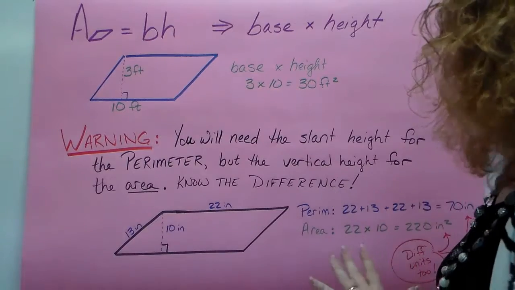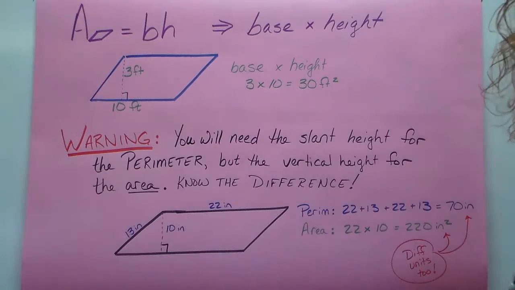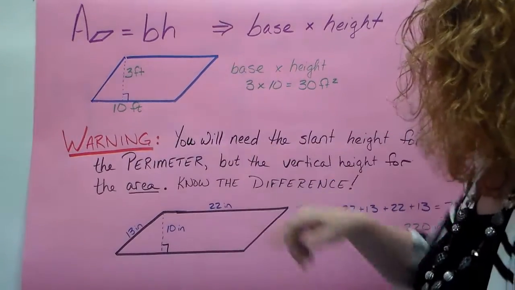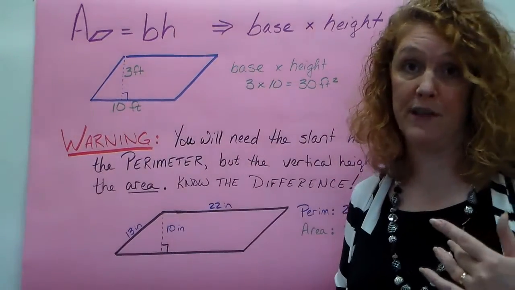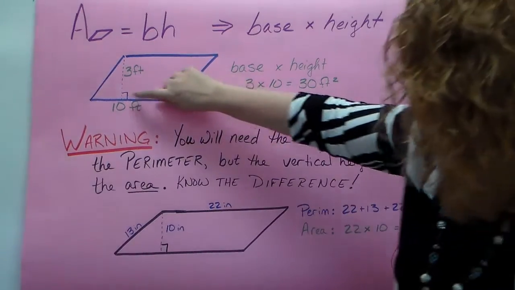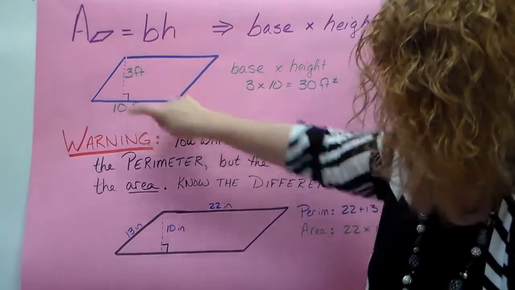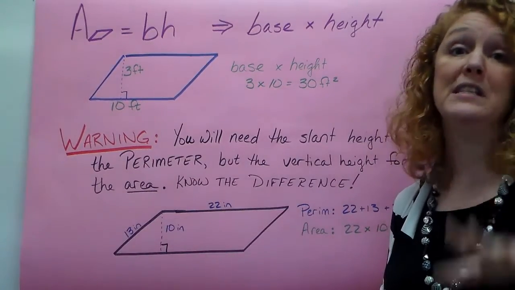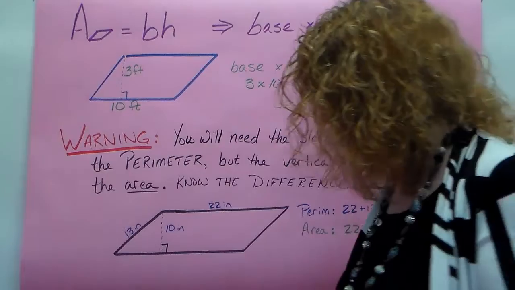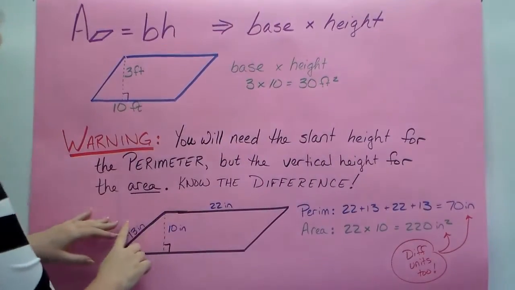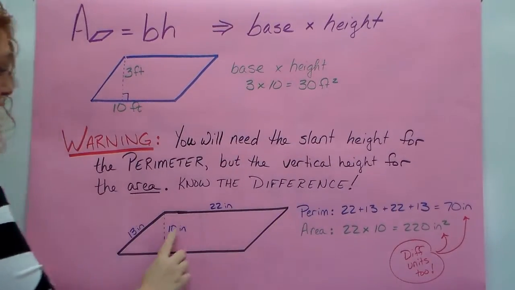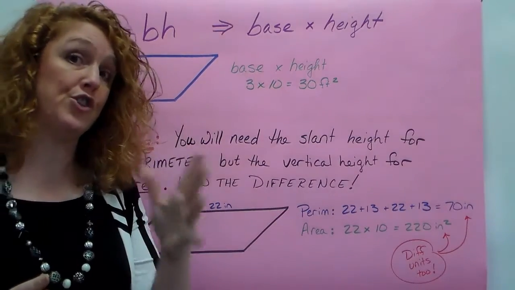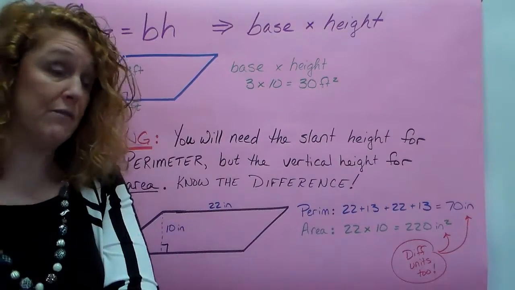Now, the only thing I need to warn you about, you're going to need the slant height, which is this diagonal side, when you find the perimeter of things. But you need the vertical height, which is this one, straight up and down, for the area. And I need you to be able to remember the difference. So, sometimes when you're given a figure, you're given all 3 of the measurements, and you have to know which 2 you need for this and which 2 you need for this.